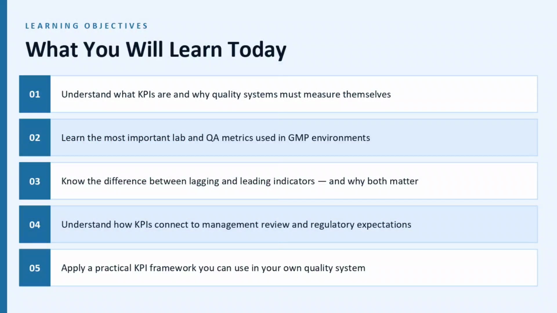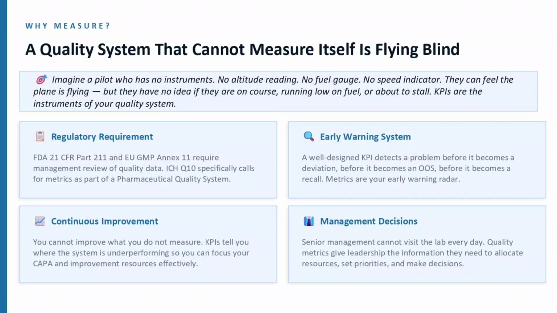Here is what we will cover today. Number 1, you will understand what KPIs are, why they are required in GMP, and what they are actually for. Number 2, you will learn the most important laboratory and QA metrics used in GMP environments. Number 3, you will understand the difference between lagging and leading indicators. This is one of the most important distinctions in performance measurement. Number 4, you will see how KPIs connect to management review and what regulators expect to see. And number 5, you will get a practical 5-step framework for building your own KPI system. Let us start with the most important question.